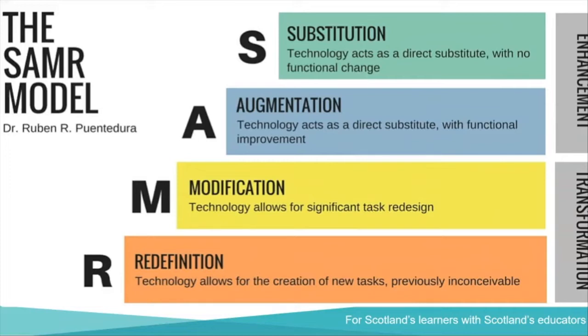So let's have a look. The top one is substitution. Technology acts as a direct substitute with no functional change. So instead of writing up a poem, the learners have typed their poem. The technology isn't adding any educational value. I will say that learners in primary school do have to use substitution now and again because they do have to learn how to type. However, as they go through school, especially into secondary schools, we wouldn't want to see the technology just being used as substitution level, just typing up words.